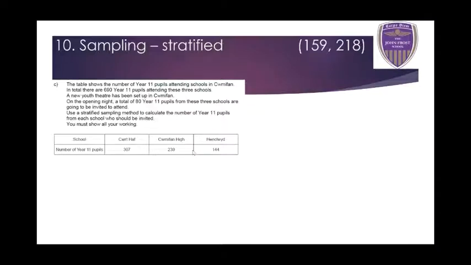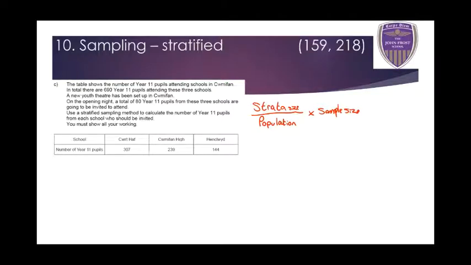Pause the video, have a go at this question. If you've already had a go, let's go through it. So just to remind ourselves, the formula for stratified sampling is strata size divided by population, multiplied by sample size.